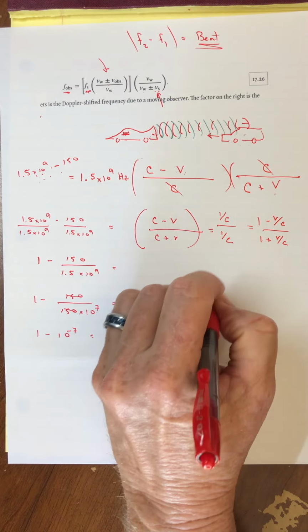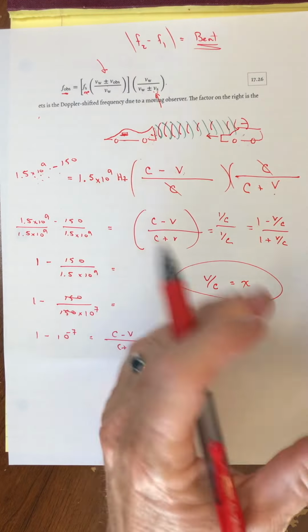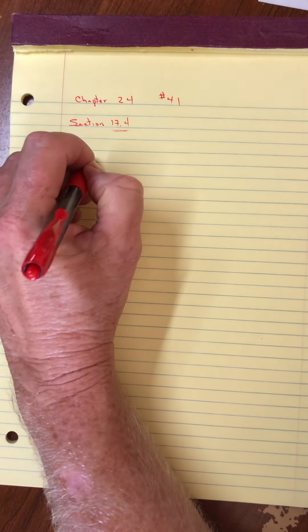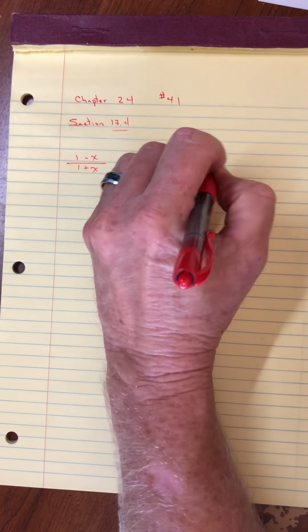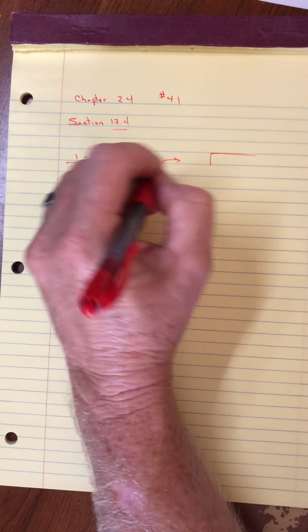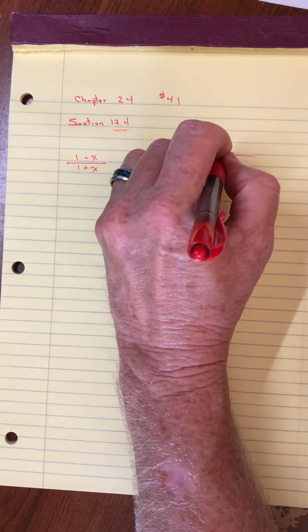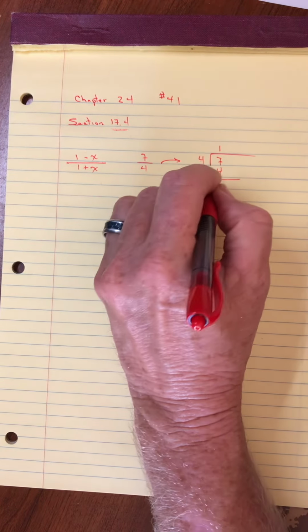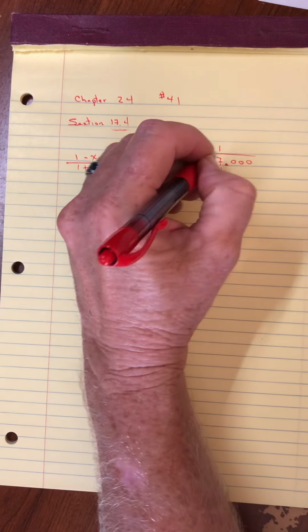So let's call this V over C. I'll just call it a factor of X right now, and say that's a little bit. Let me look at a little bit of math here. This is 1 minus a little bit over 1 plus a little bit. If you go back to 4th grade, if I put 7 over 4, I might do some long division and ask how many times does 4 go into 7? Well, 4 goes into 7 one time. 1 times 4 is 4. Then you subtract and get a 3.